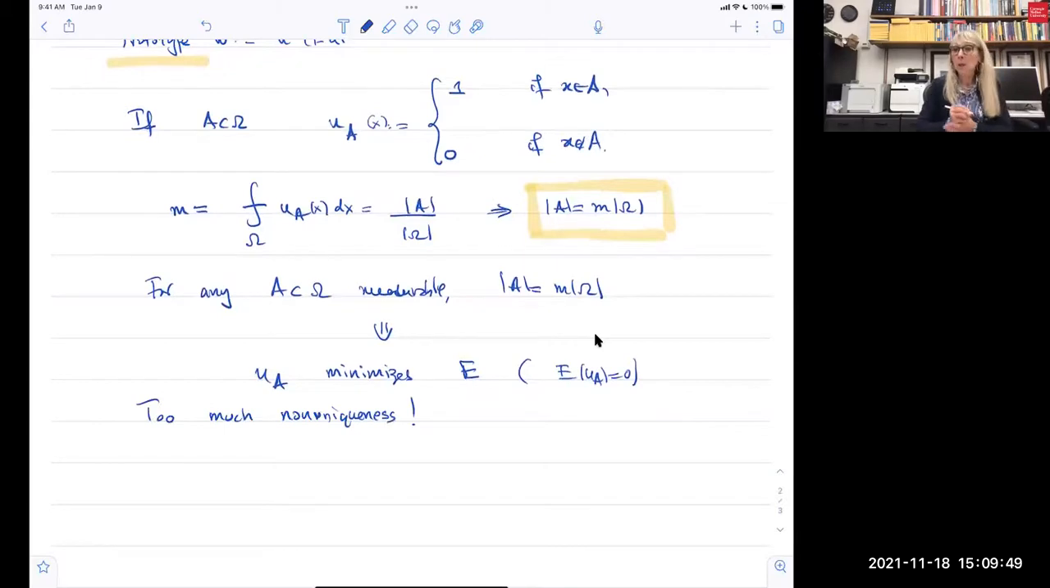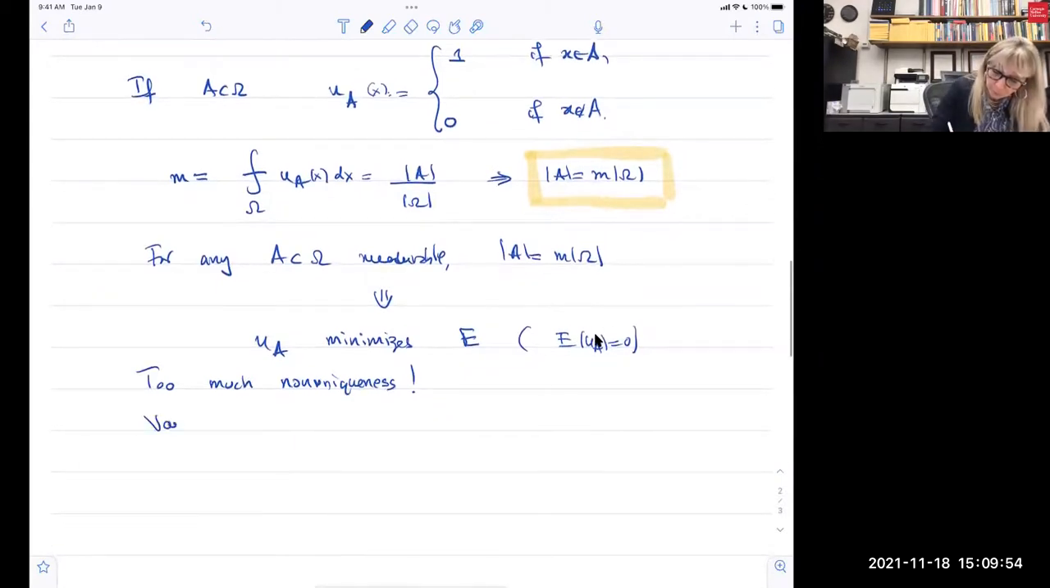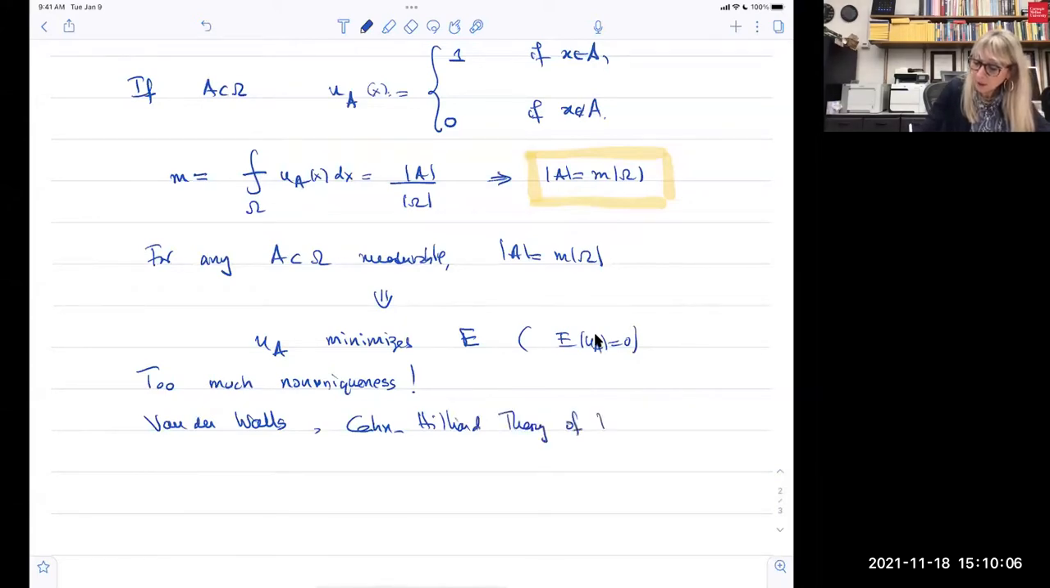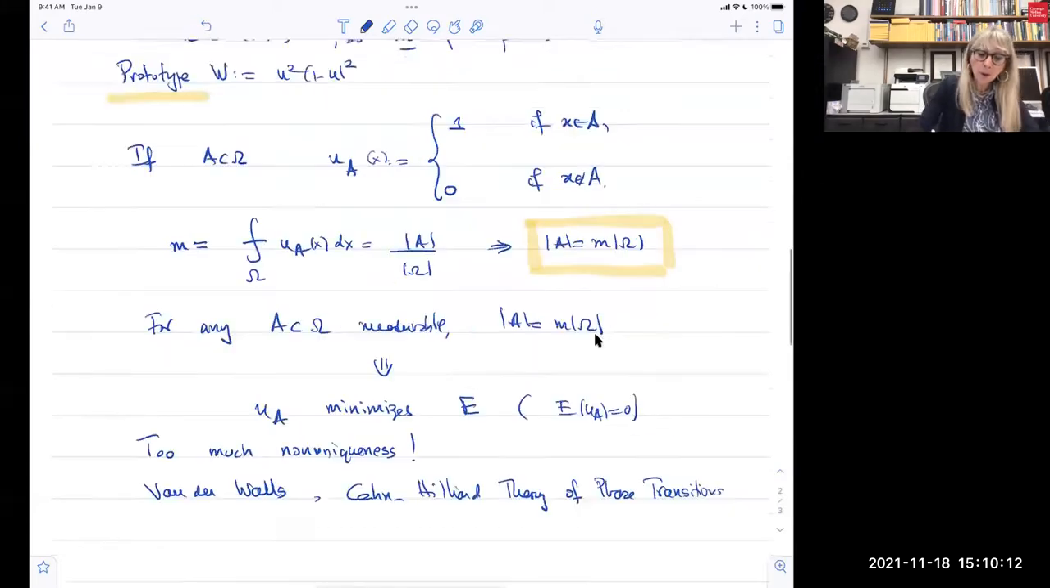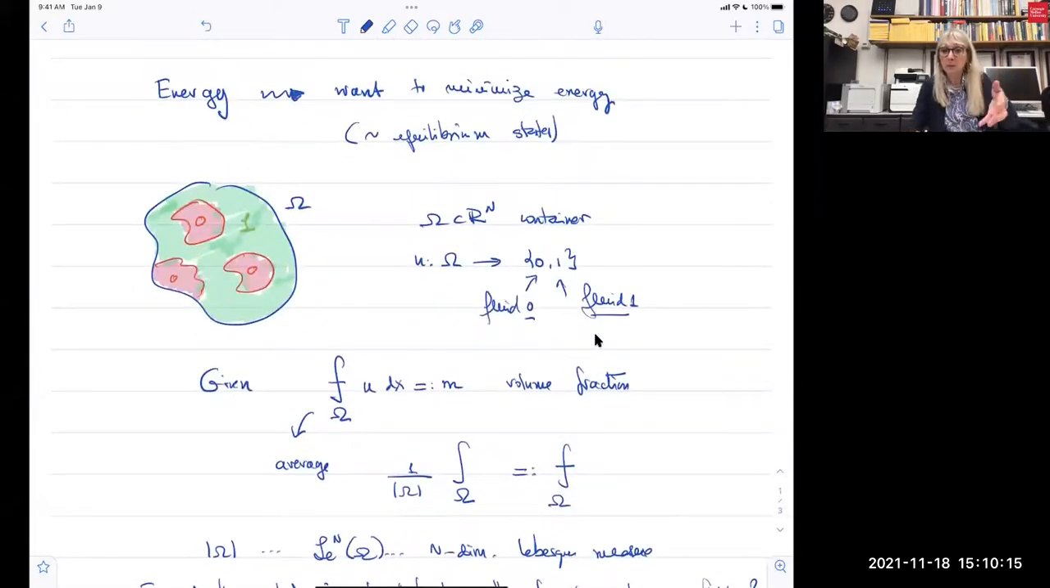And one way to resolve that non-uniqueness is to go back to van der Waals, or if you wish, to the Cahn-Hilliard theory of phase transitions. And why is this called phase transitions? Well, because we think of patches of zero as one phase and patches of green as the other phase. And there's a transition between the two phases, right? I mean, across these walls, you have a transition from one phase to the other. So that's a phase transition.